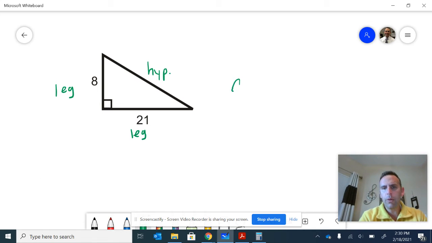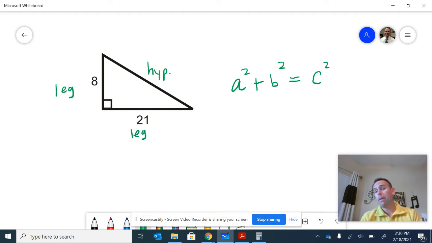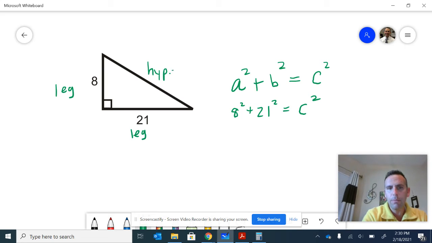So if we use the Pythagorean theorem, that is the square of the two legs, take the sum of that, that's always going to be equal to the hypotenuse length squared. So it really doesn't matter which one you label A or B. So I'm just going to use A as 8 and B as 21. And I'm going to figure out C, the length of my hypotenuse.